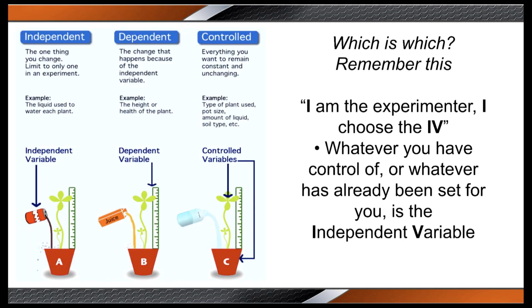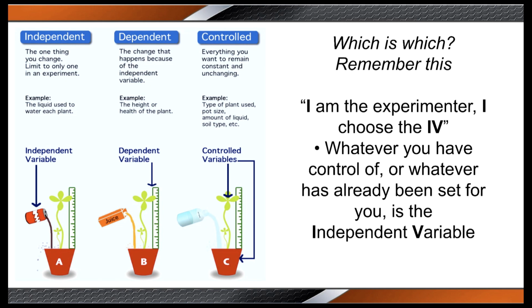Here we just have a little graphic, and you can see that in this case, we're trying to figure out which liquid is going to help the plant grow the most. We have what looks like some pop, then some juice, and then regular old water here. So what we're looking at is the independent variable, the thing that I am controlling, the IV. I am controlling it.